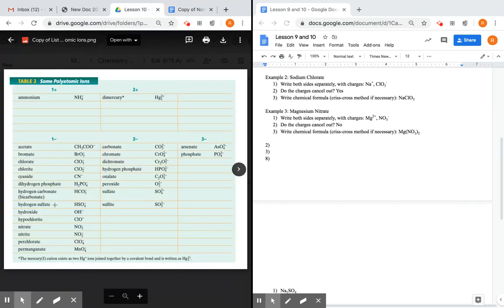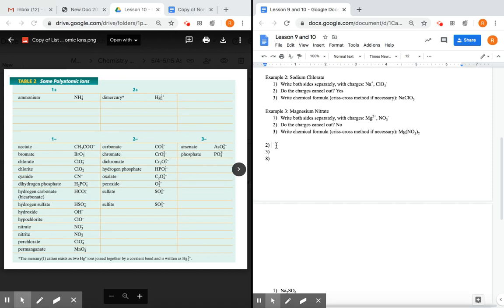So let's check out phosphate. Phosphate is PO4 with a -3 charge. We know lithium forms a +1 charge. So to cancel out the -3 charge from the single phosphate, we need 3 lithiums.